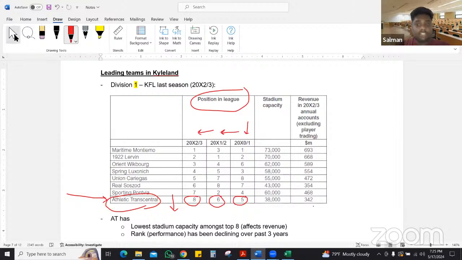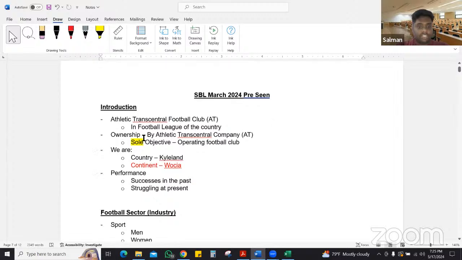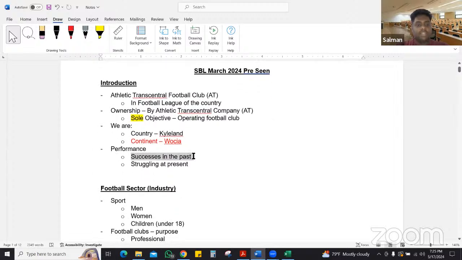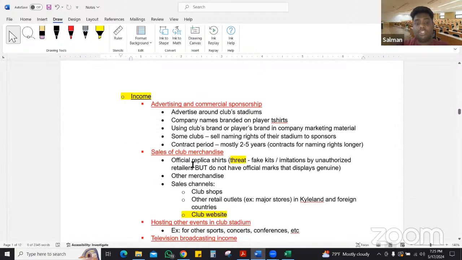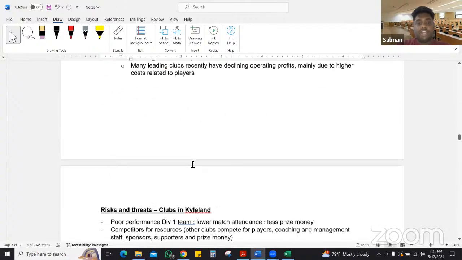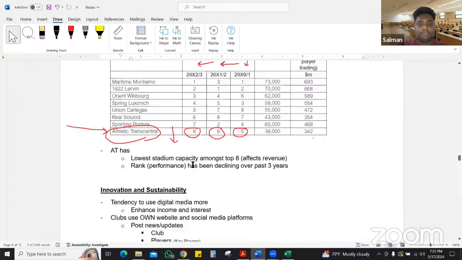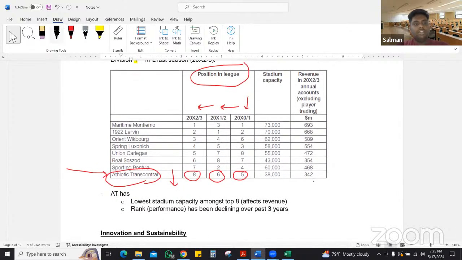Remember at the start, in the intro, we discussed that we had successes in the past, but we are struggling at present. Now we have data related to this. Performance ranking has declined from 5 to 8 over 3 years. And stadium capacity is 38,000. Out of the top 8, the highest capacity is Maritime Montimo, with a 73,000 stadium capacity. What does this mean? 73,000 seats. So our capacity is around half of that.